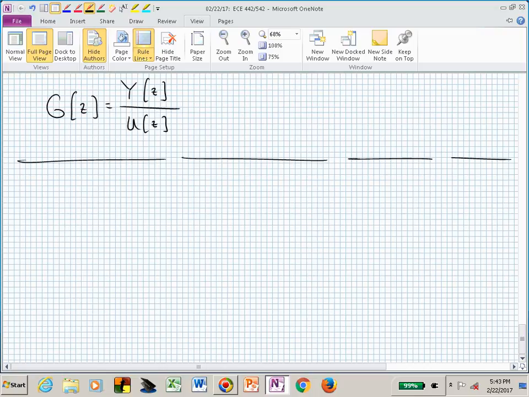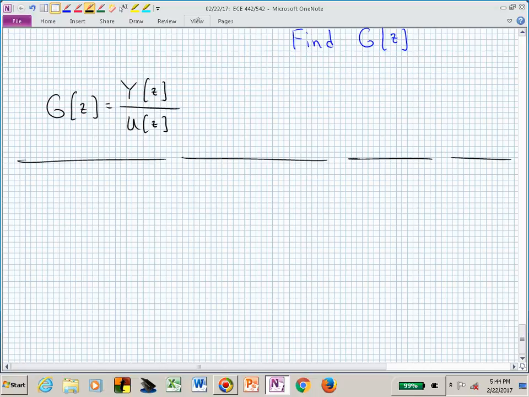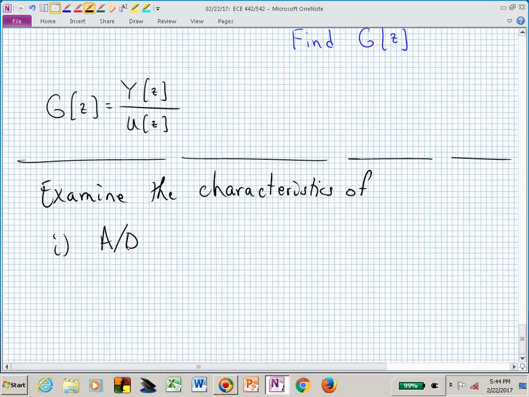Let's then examine the characteristics of the A to D, the analog to digital. That's on the output side. That's where we are actually sampling the output coming out of the plant. That's the output side. That's the A to D.